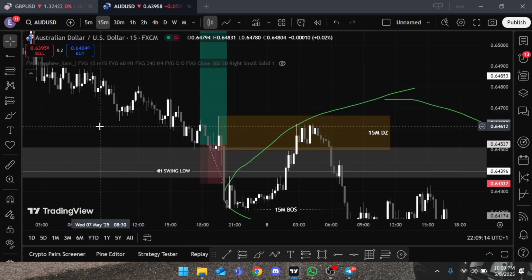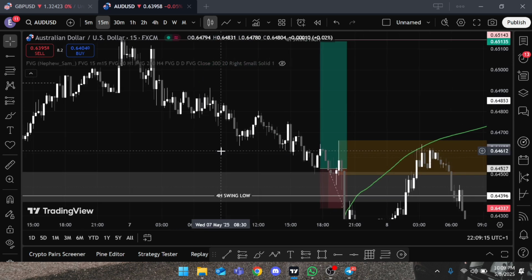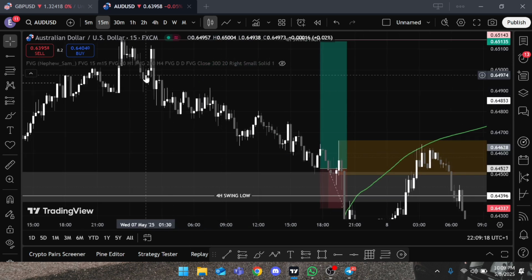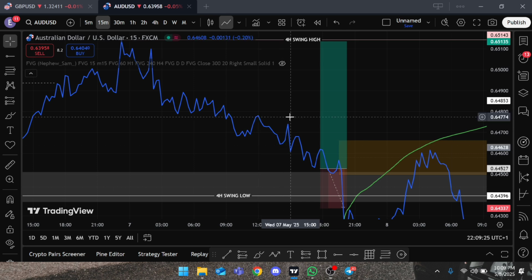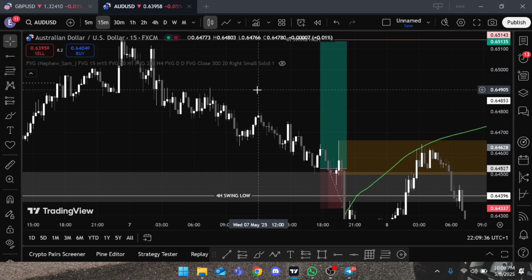So instead of me waiting, look for the structure according to this chart. You can see the lower high, lower low, lower high, lower low, lower high, lower low, lower high, lower low. You can see this is a pure downtrend. Me seeing this, I took a buy. Does that even make sense?